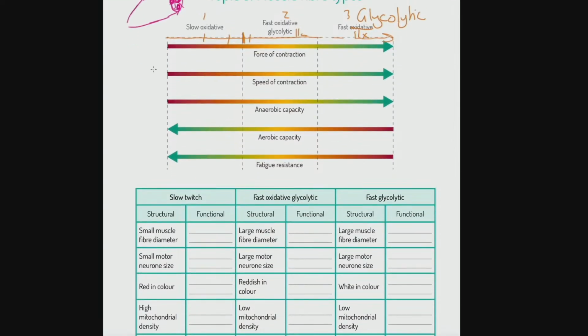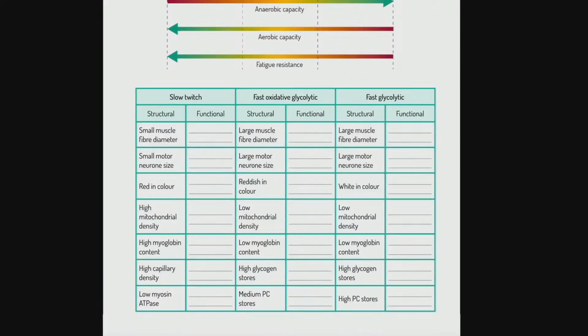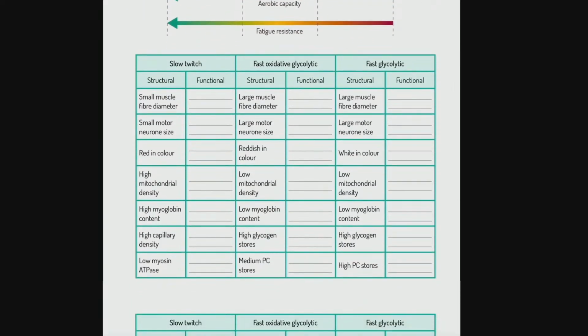Now, what I have said is that we've got these continua here. Notice that slow oxidative have a low force of contraction, fast glycolytic very high. Speed of contraction the same. But notice we reverse the trend. When we get to aerobic capacity, our slow oxidative are the best, and for fatigue resistance, slow oxidative are the best. Now, we've already given you all of the structural characteristics. Go learn them, folks. It's not difficult. Learn them, their labels, get it done.